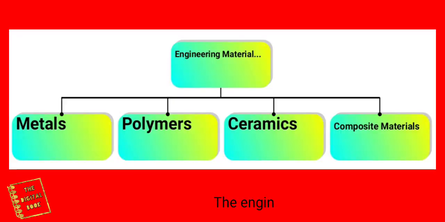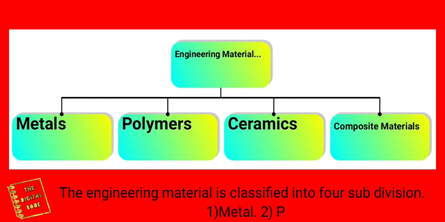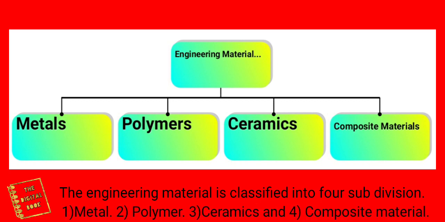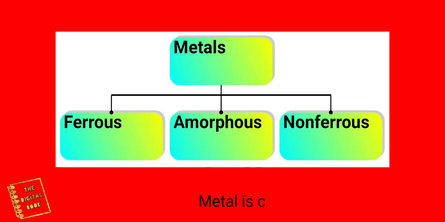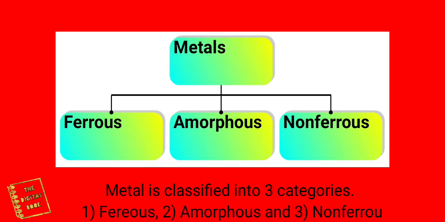From the top of the chart we can see the engineering material is classified into 4 subdivisions, in which number 1 is metal, number 2 is polymer, number 3 is ceramics, and number 4 is composite material. Further, metal is classified into 3 categories. First is ferrous, second one is amorphous, and third is non-ferrous.